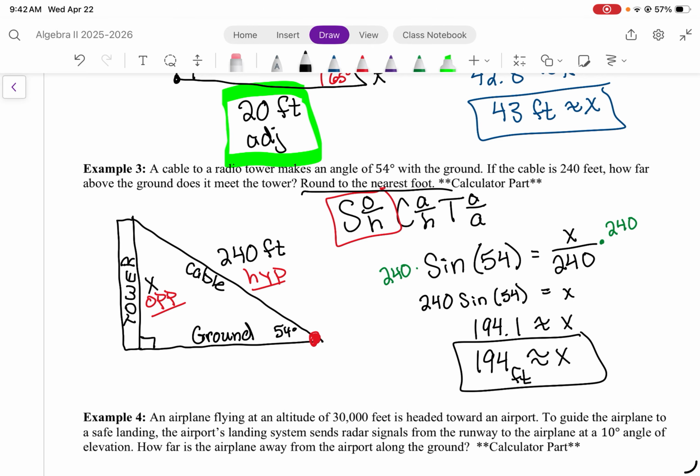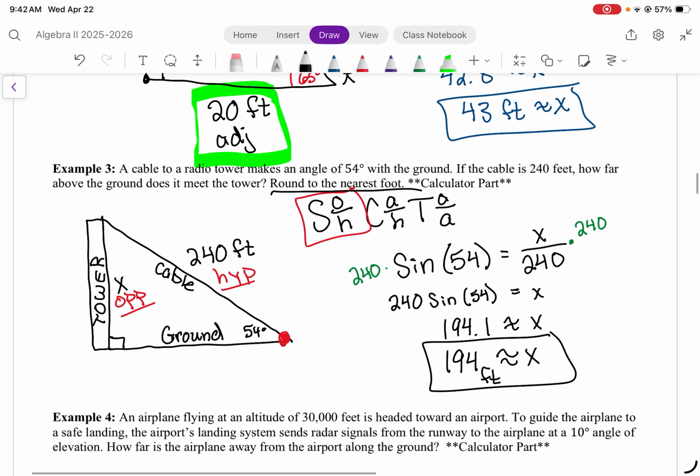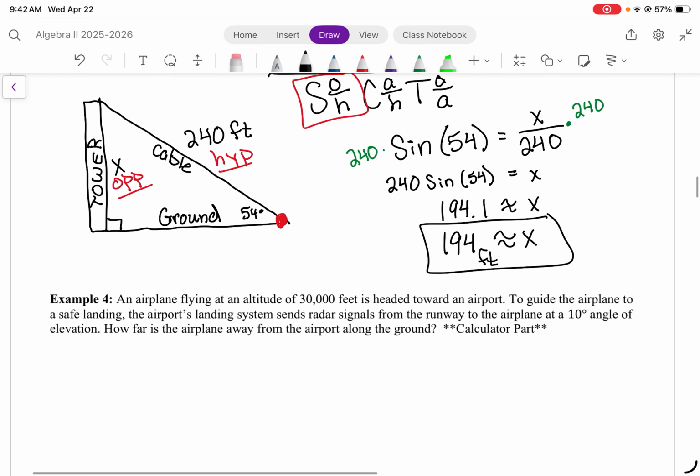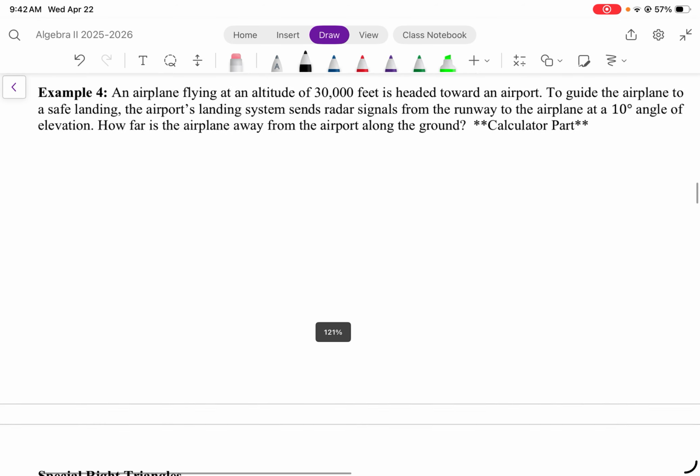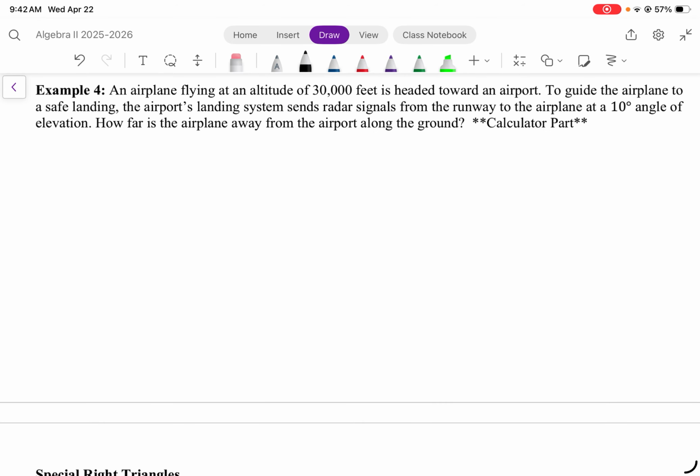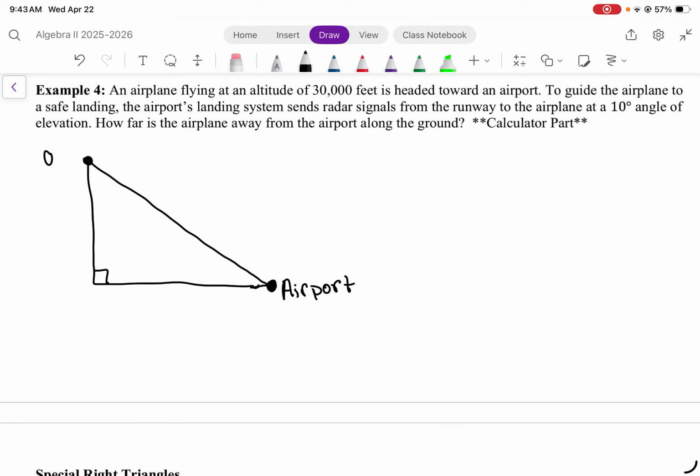Okay, so once you get the picture labeled correctly, usually solving is not that difficult for these, just like in geometry. So then our last word problem example tells us, oh, before I read it, I am going to draw my triangle. Okay, so an airplane flying at an altitude of 30,000 feet is headed toward an airport. So this point over here, this can be my airport. And then up here, this is going to be the airplane.